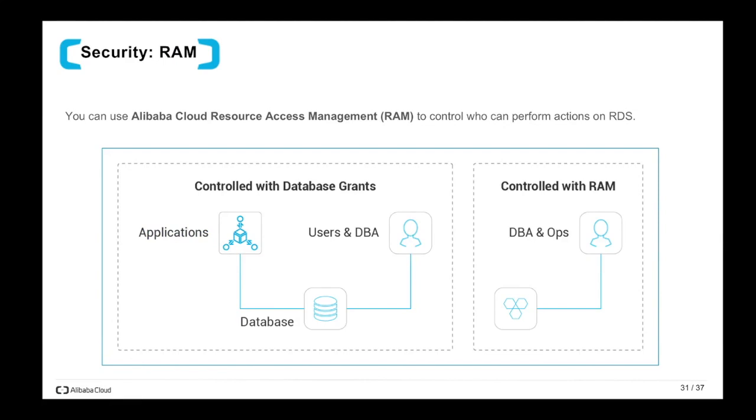About the privilege management feature, they provide Resource Access Management, RAM, to control who can perform actions on RDS. You can combine it with the traditional database grant feature to configure the privileges. For example, if you want to control access at the database level, such as who can access which database, you can use the database grant feature. And if you want to control which cloud account can access the RDS instance, you can use our RAM, Resource Access Management feature.